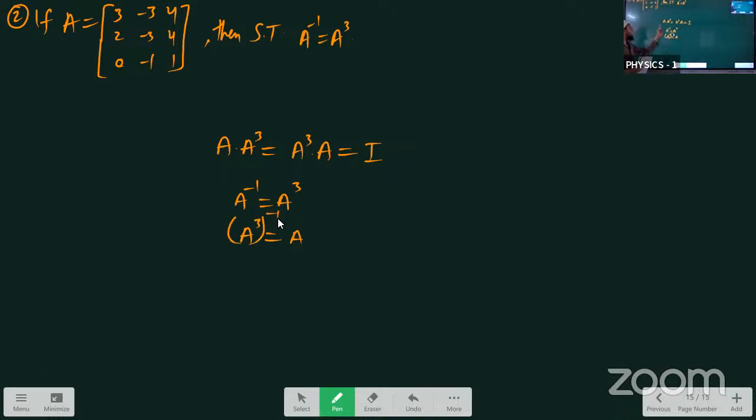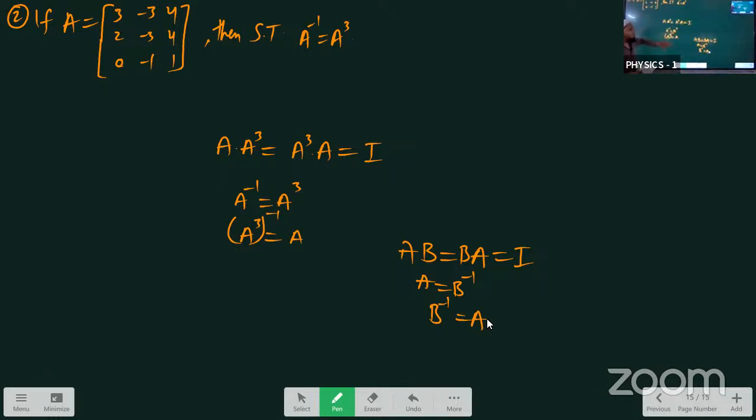So whenever A into A cube is equal to A cube into A is equal to I, then we can say these two matrices are inverse to each other. Suppose take it like this: the inverse definition is if A into B is equal to B into A is equal to I, then we can directly say A and B are inverse to each other. From the definition of matrices, we can say A is equal to B inverse or B inverse is equal to A. You can take anything. Both are inverse to each other.